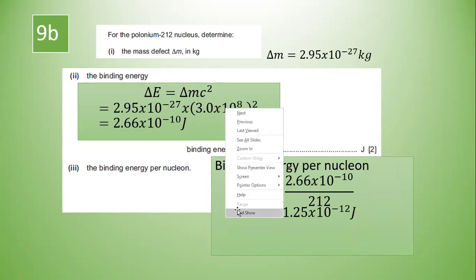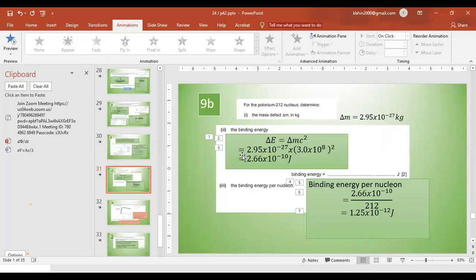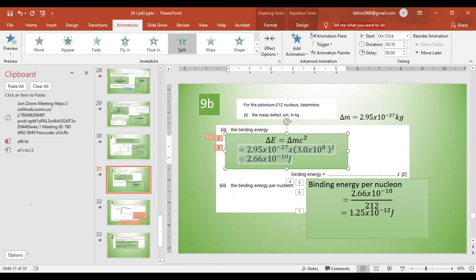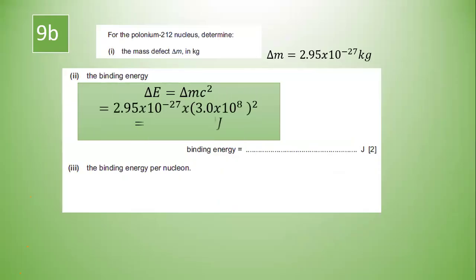Any comment or anything not clear? Okay, no question. Let's carry on.